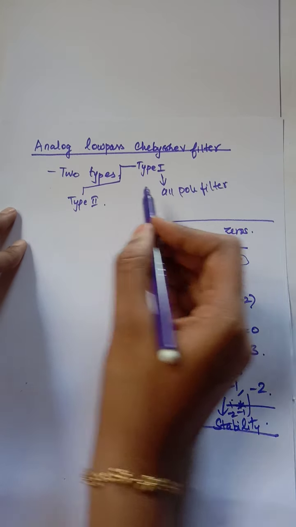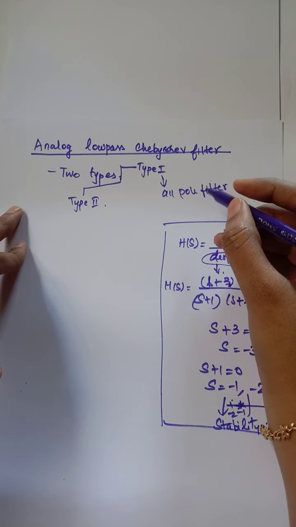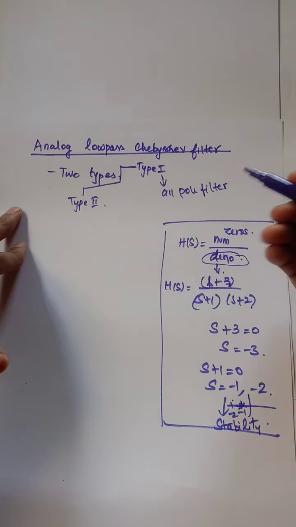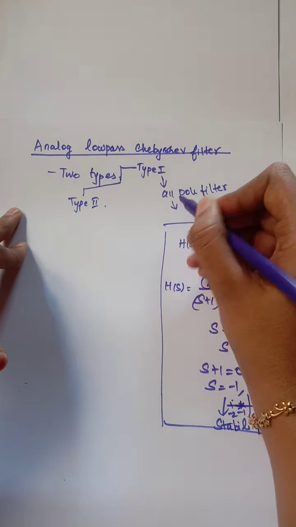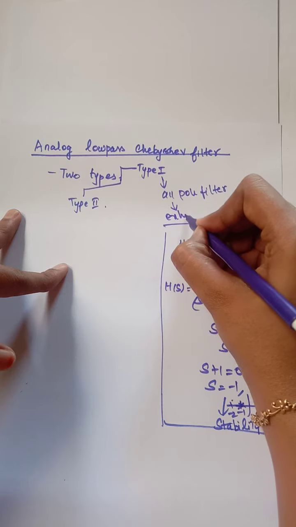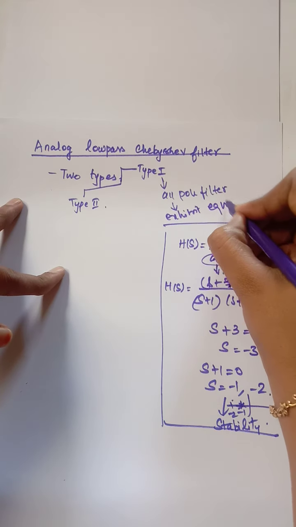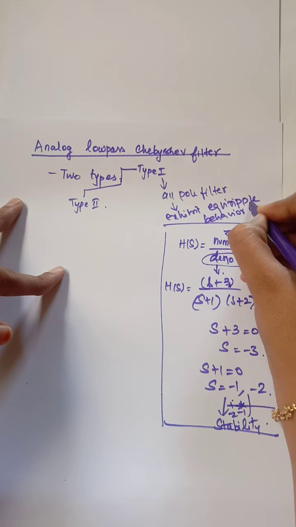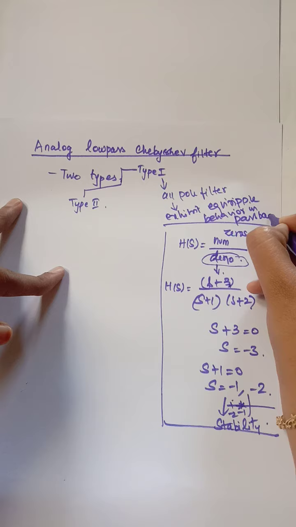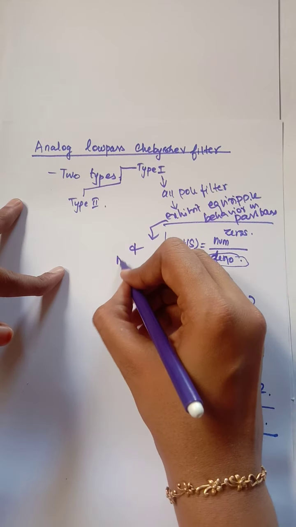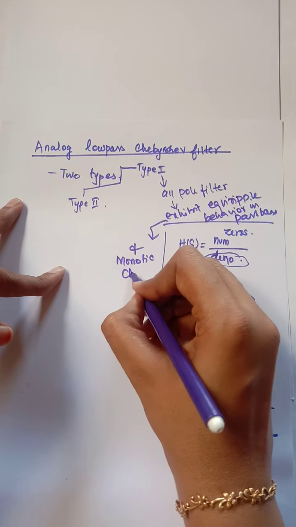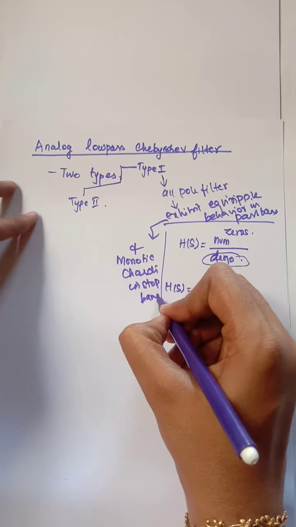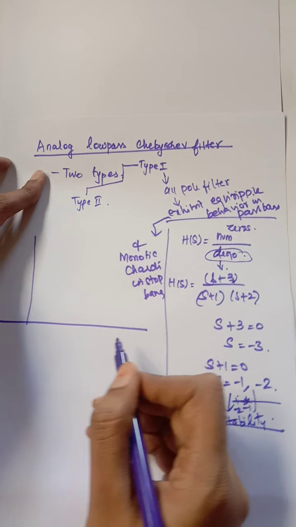Now we will see type 1 design and type 2 design. In type 1 design, it is an all pole filter, that is, you will have only poles, not zeros. The characteristic of this all pole filter is that it exhibits equiripple behavior in the passband, and I will write here, monotonic characteristics in the stopband.